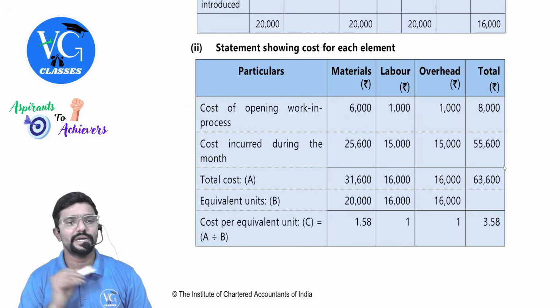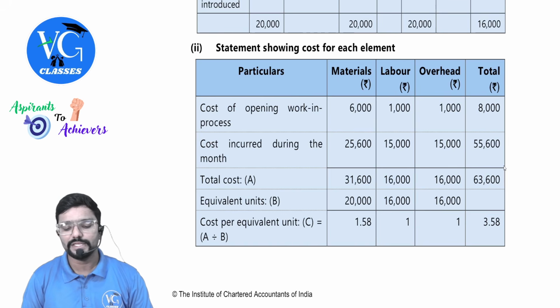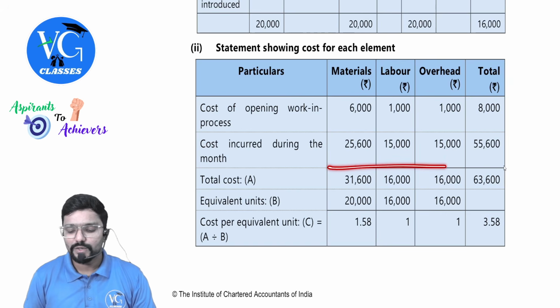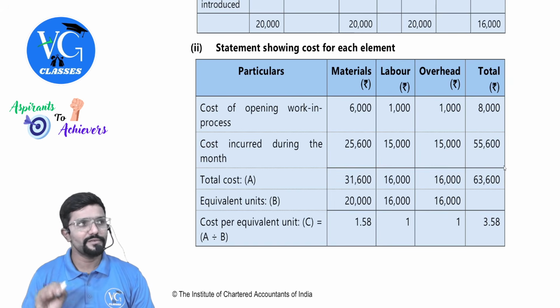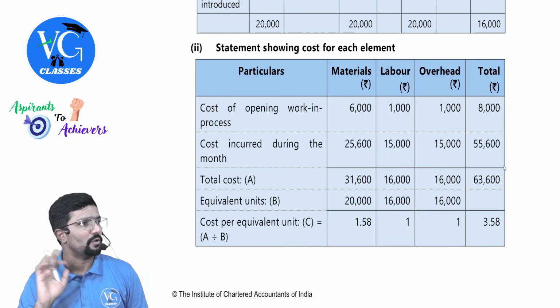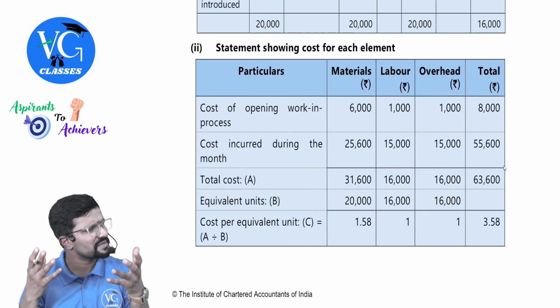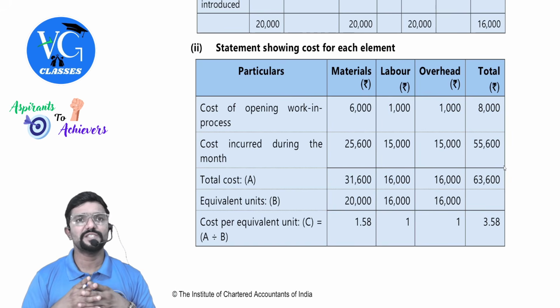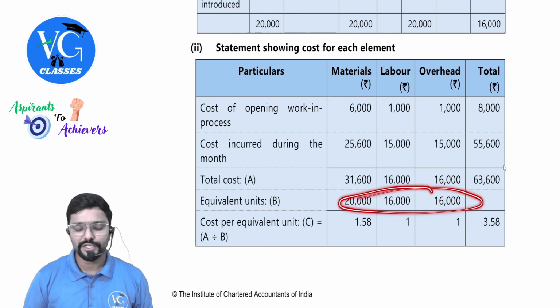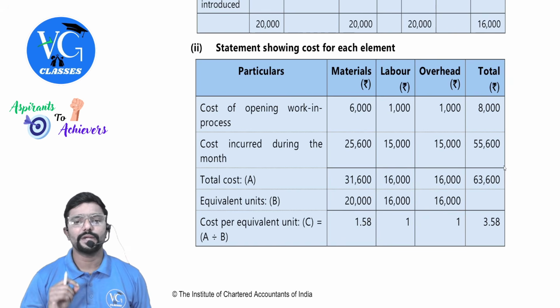Individually, material, labor, overhead. Cost incurred during the month, you can see. They have given you the total of both. You will get the total cost of each element, then divide by equivalent units. You can observe here, where it is given individually, did they add up both the costs and calculate it? No. For that question, why did they do so? Because it was specifically asked in the question. So we divide, and we will get the cost per equivalent unit.